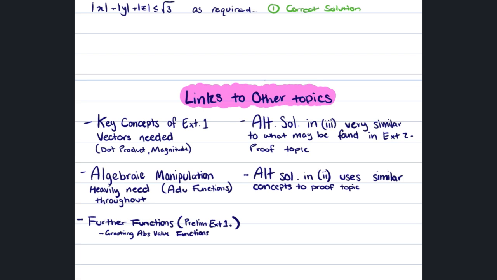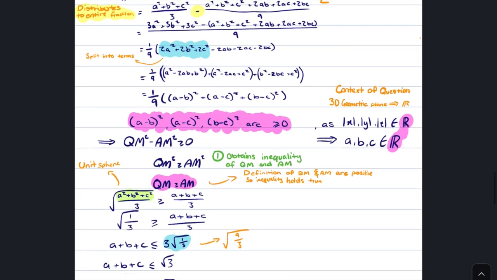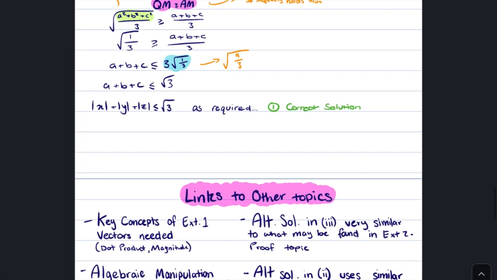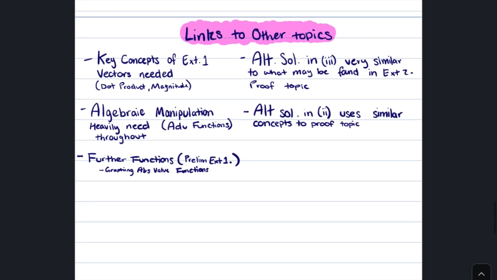alternate solution. Our alternate solution in part 3 is very similar to what may be found in an Extension 2 proof topic question. Although it is very unorthodox, if you see it, it is a guaranteed way to get your 2 marks.